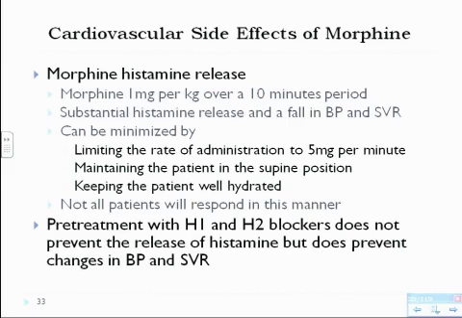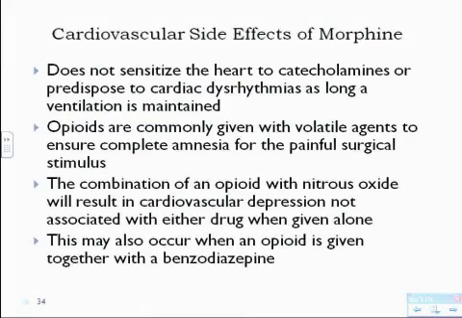Sometimes we used to give pre-treatment with H1, H2 blockers. It doesn't prevent the release of histamine, but it does seem to prevent the changes in blood pressure and SVR because you're binding to the receptors, so you don't have the histamine binding to the sites. So it kind of worked. So we'd give Pepsid to these people ahead of time. It does not sensitize the heart to catecholamines, which is good.